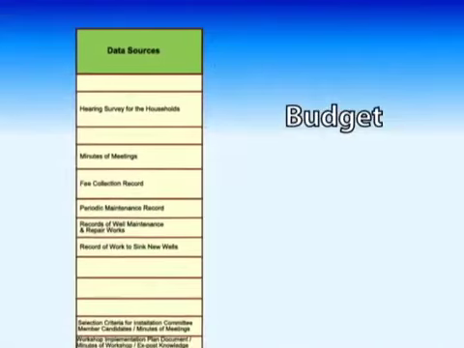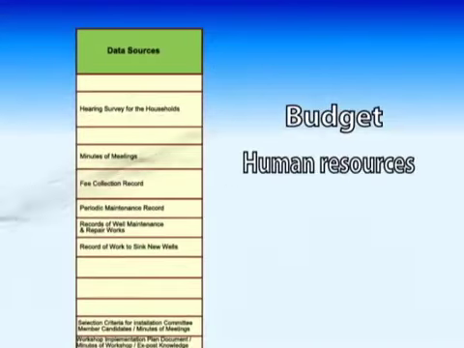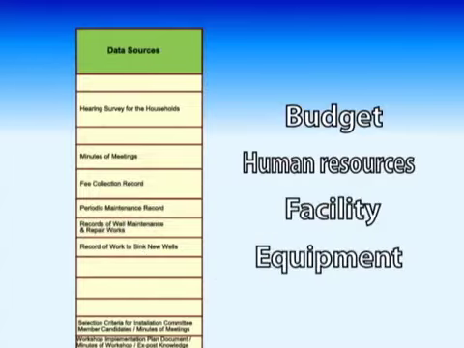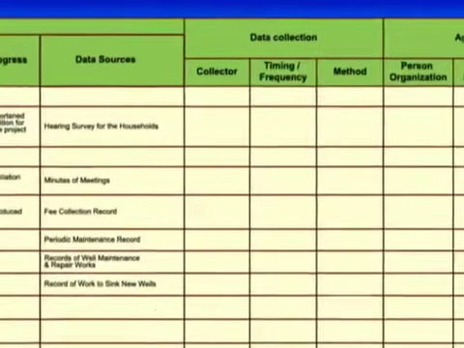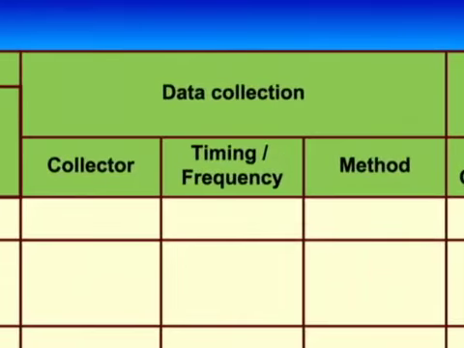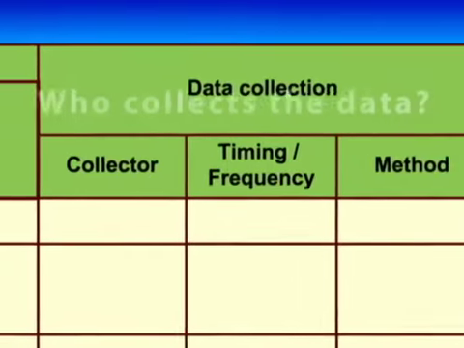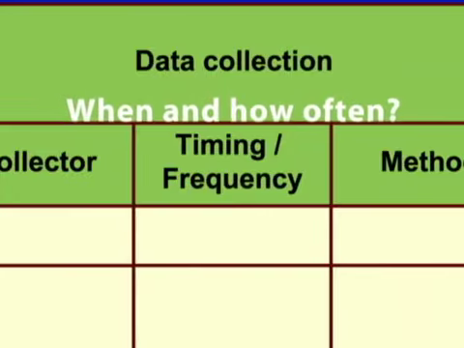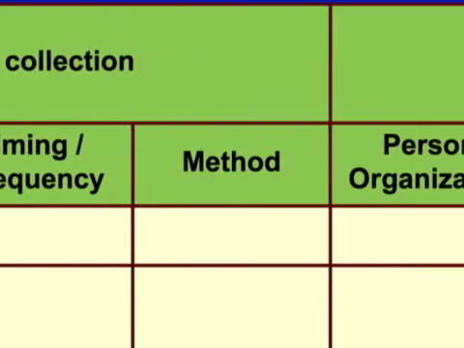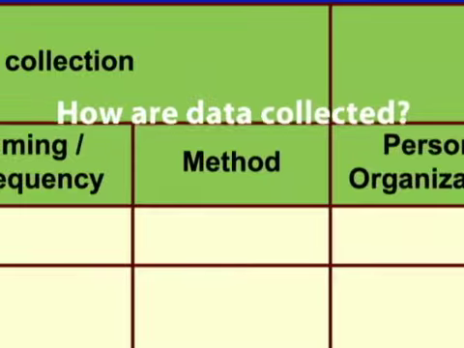However, for budget, human resources, and facility and equipment, it is necessary to collect data referring to the resources required on the action plan summary table as they are relevant to all activities. The fourth row is for data collection. This should have 1. Who collects the data? 2. When and how often? And 3. How are data collected?